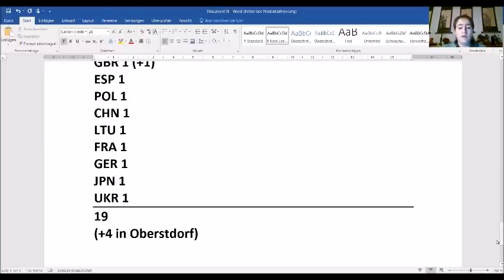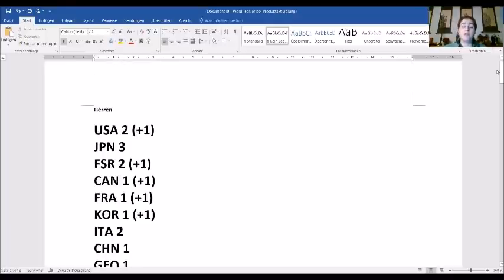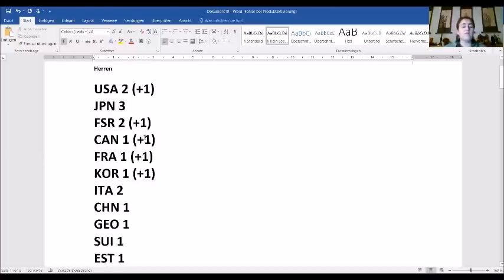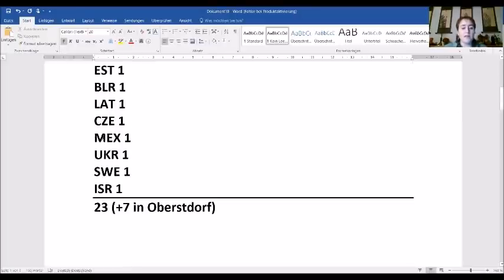What I also thought was interesting was to compare how it would have played out under the old rule. The old rule just means that here the USA, Russia, and Canada would have automatically gotten 3 or 2 spots. That means that there would be 5 spots less available. And that means Mexico wouldn't have made it. Czech Republic would have been the last one to make it. Mexico, Ukraine, Sweden, Israel would not have been there.